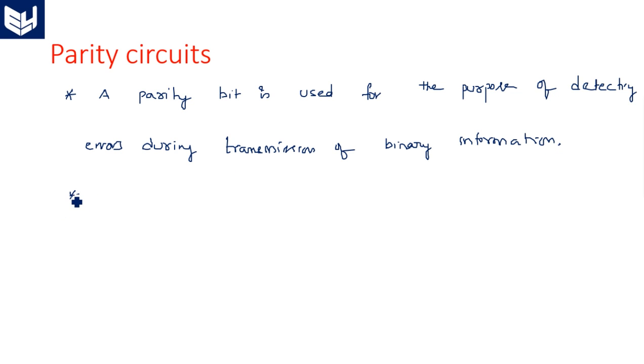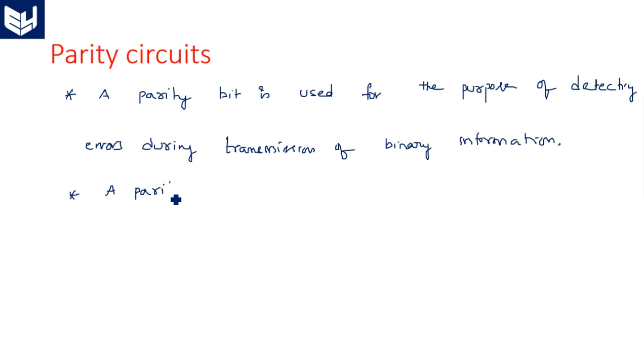So a parity bit is an extra bit. Generally, a parity bit is an extra bit added during transmission. Suppose you have 8-bit data to transmit, along with this 8-bit data we add one parity bit. Then the data will be of size 9. So that extra bit is nothing but a parity bit.